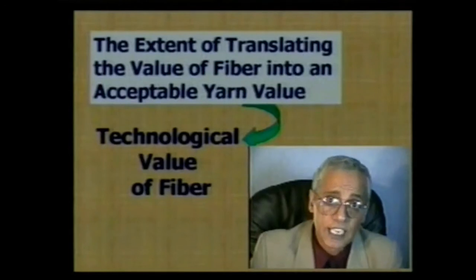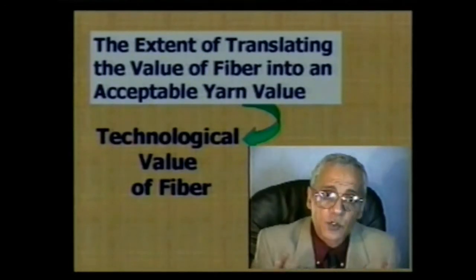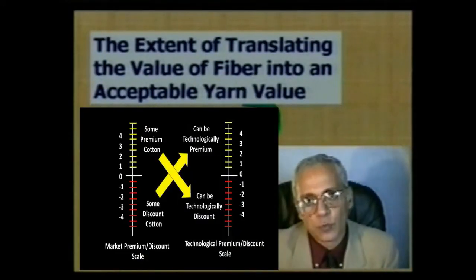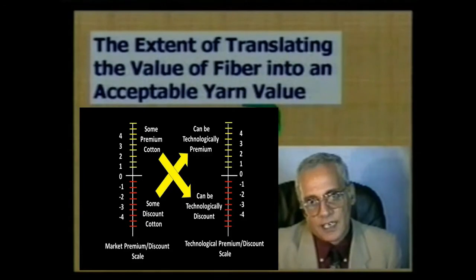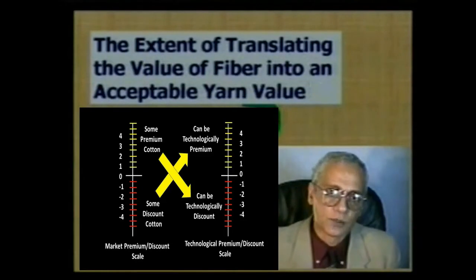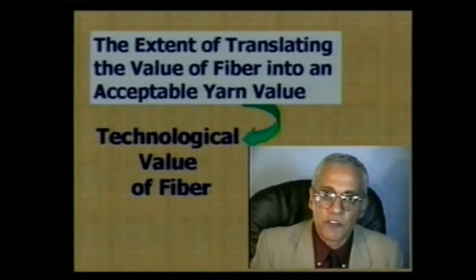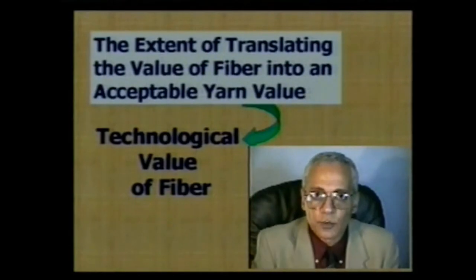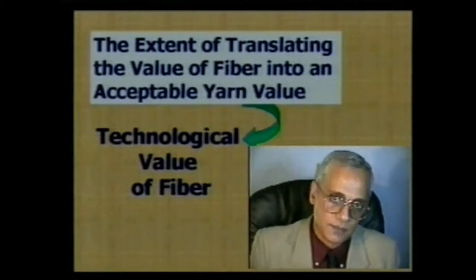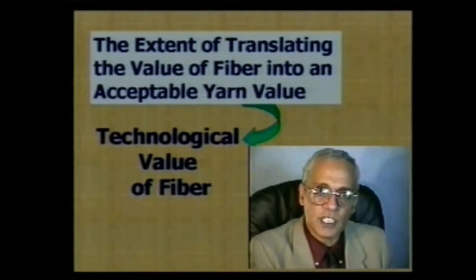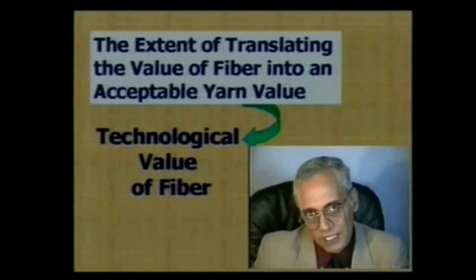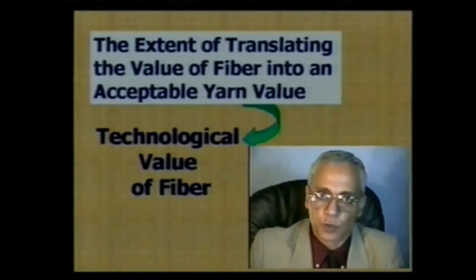The fact is, in most cases, there is quite a gap between the market value of fibers and the technological worth of the fibers. We don't have perfect communication between the spinner and the cotton producer or the fiber producer. And as a result of the imperfection of this communication, and as a result of the mixed signals that the fiber producers receive from the yarn spinners, we see that there is quite a gap between the market value of fibers and the technological worth of fibers.